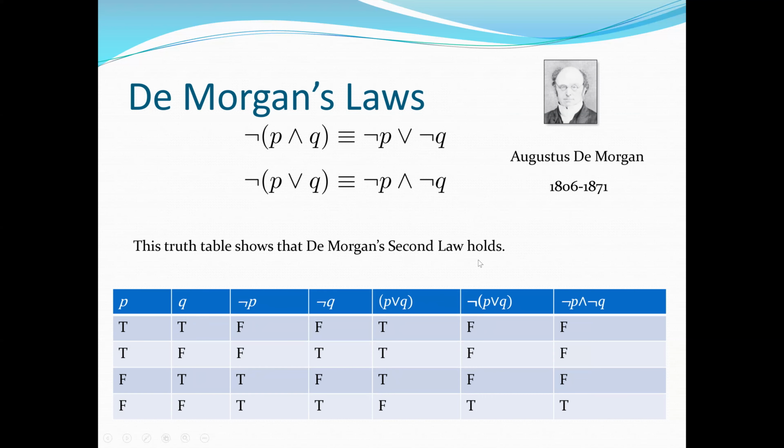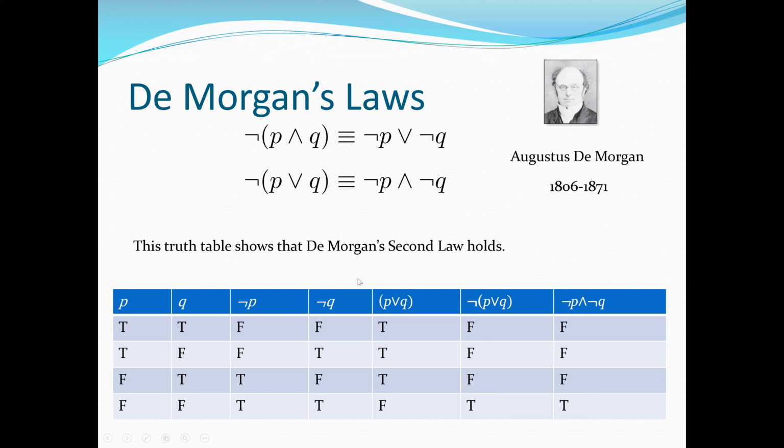Now we can use the truth table also to determine if DeMorgan's rule here, this is the second DeMorgan's law, is correct or not. So here we have two variables, P and Q. Again, the possible combinations are 4: TT, TF, FT, FF, 4 rows.